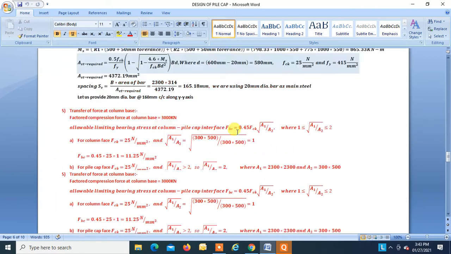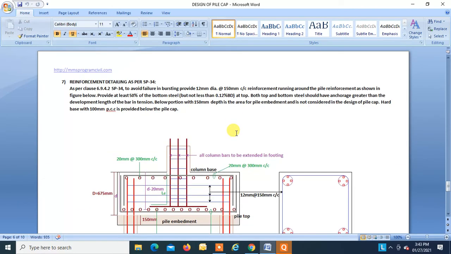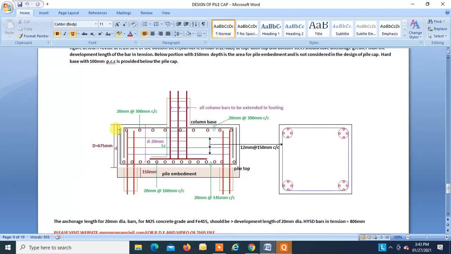Let us see it in detail. This is your bottom steel, that is 20 at 145 center to center. Now the anchorage of this steel should be greater than the development length for a 20 dia bar in tension.